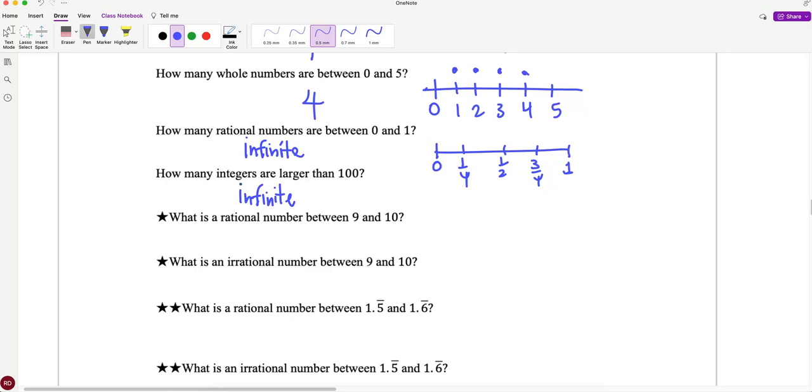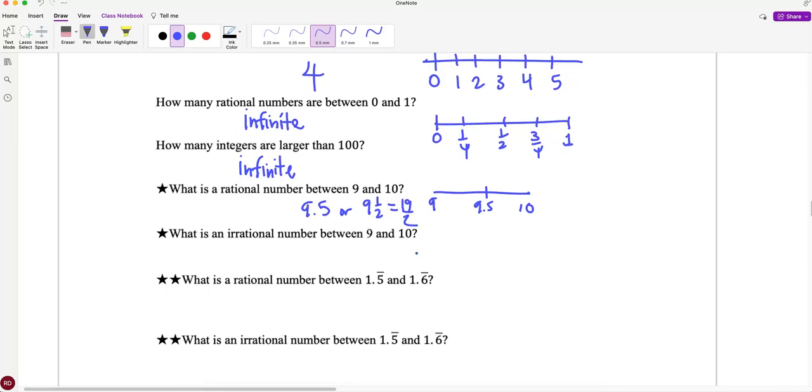What is a rational number between 9 and 10? So if you've got 9 and 10, well, 9.5 works, okay? That is one. It's not by any means the only number: 9.6, 9.7, 9.8, 9.9, 9.99, okay? All you have to do is just pick a number that's a terminating decimal or fraction in between there. You could have said 9 and 1/2, or 19 halves, any of those.